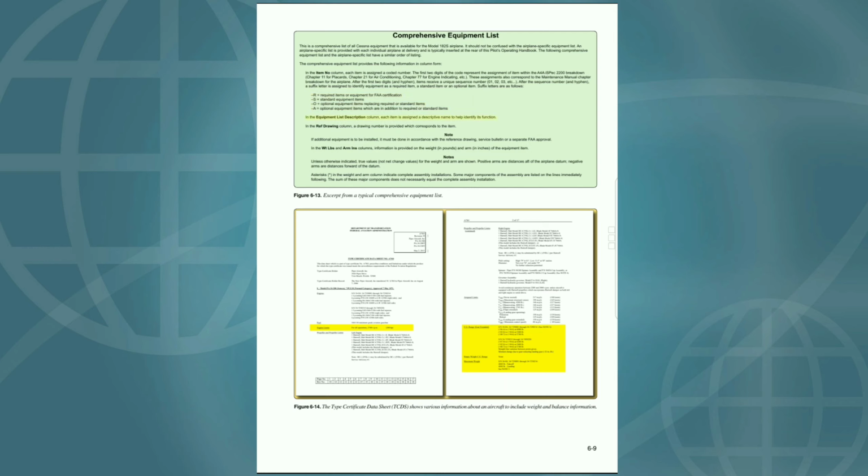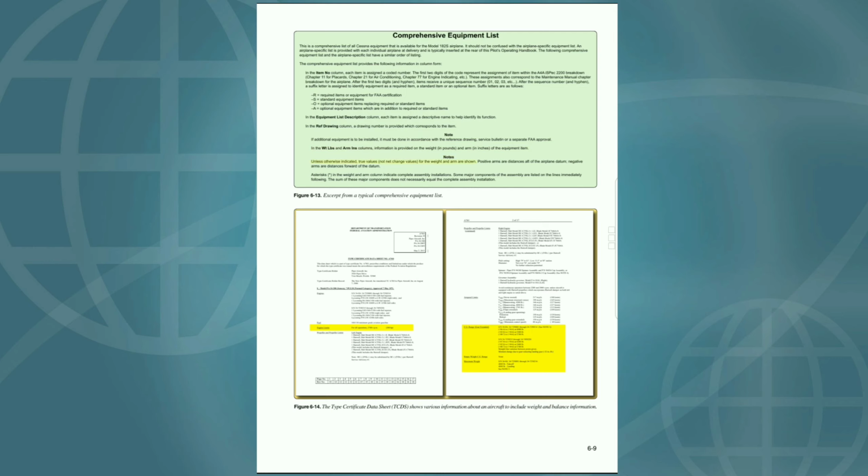In the equipment list description column, each item is assigned a descriptive name to help identify its function. In the ref drawing column, a drawing number is provided which corresponds to the item. Note: if additional equipment is to be installed, it must be done in accordance with the reference drawing, service bulletin or a separate FAA approval. In the WT pounds and ARM ins columns, information is provided on the weight, in pounds, and arm, in inches, of the equipment item.